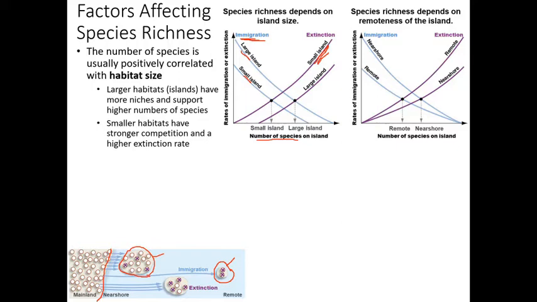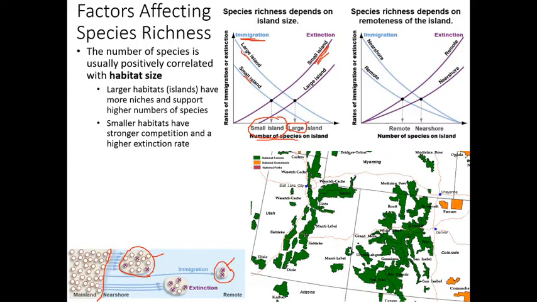opportunities to succeed, right? So if you look at the equilibrium between immigration and extinction, what you can see is that when both of these factors are taken into account, small islands can support a smaller number of species than large islands can. This can also, so habitat size isn't just referring to actual islands in the ocean, but it's also referring to areas of habitat on the land.